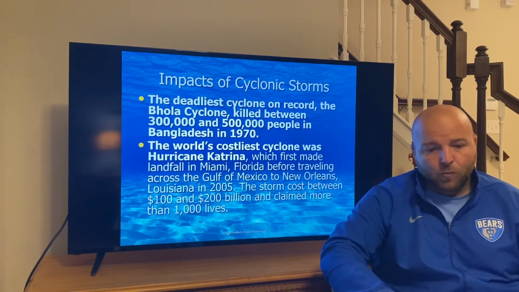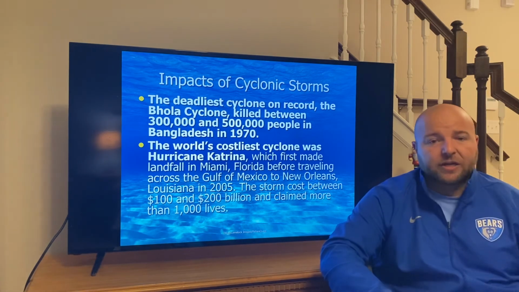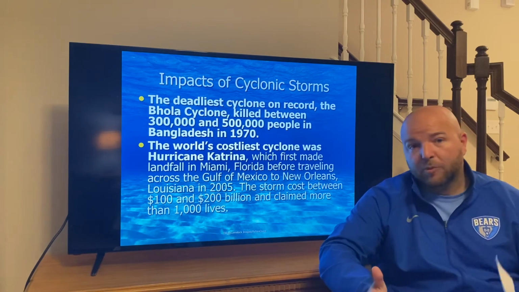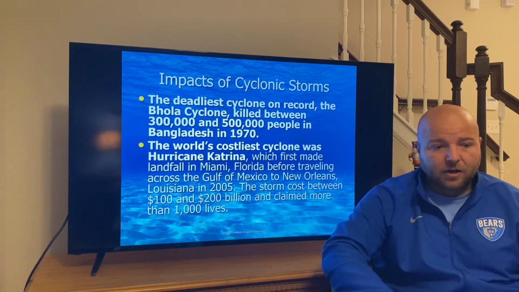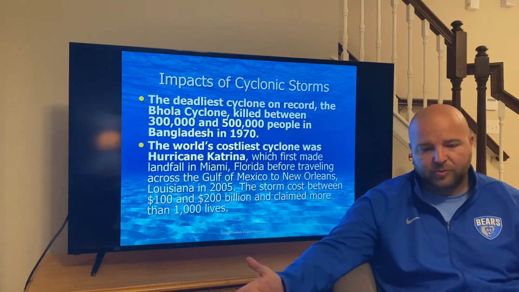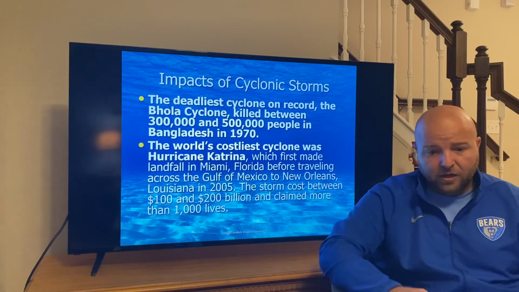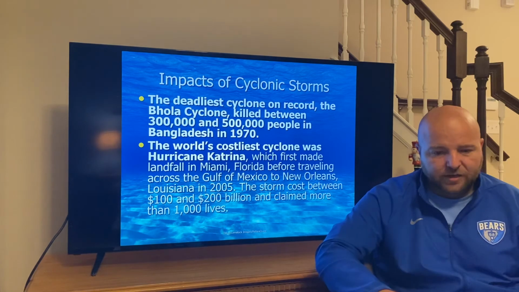And our last slide here, still in impacts of the cyclones, a couple of things that we want you to know. One in particular, the deadliest cyclone on record was the Bhola cyclone, which killed between 300,000 and 500,000 people in Bangladesh back in 1970. So in a region that is fairly impoverished and not prepared for a big storm like that, as well as in a time period where the science hadn't quite gotten to where it is now, and our ability to prepare people and evacuate people and try to keep people safe. So just unfortunately a perfect storm in a very bad way that occurred there in 1970.